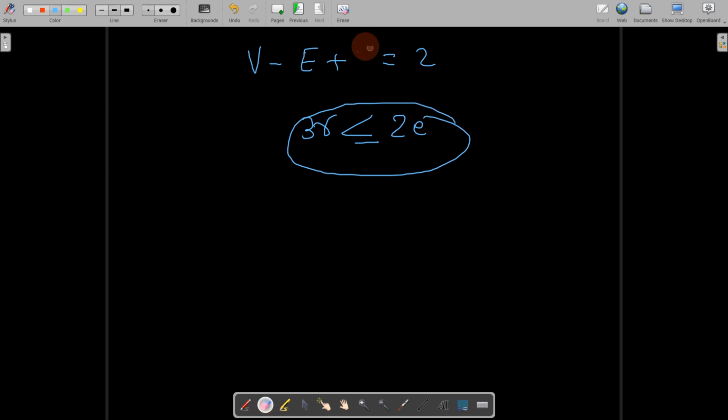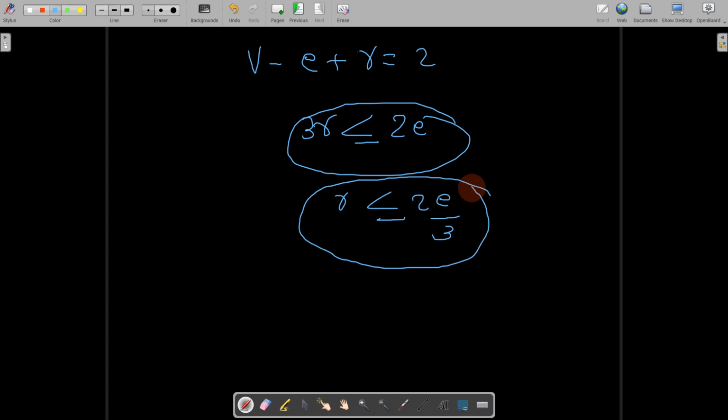Okay, I will write it as small r. These two variables are the same, small r, and this is small e. Now what we will do, we will remove r from this formula. Why are we doing this? Because counting regions in complicated graphs will be difficult, and drawing it, trying to make all the edges non-intersecting would be very difficult. So what we do, we write r less than or equal to 2e by 3, and we remove this variable r in terms of e.